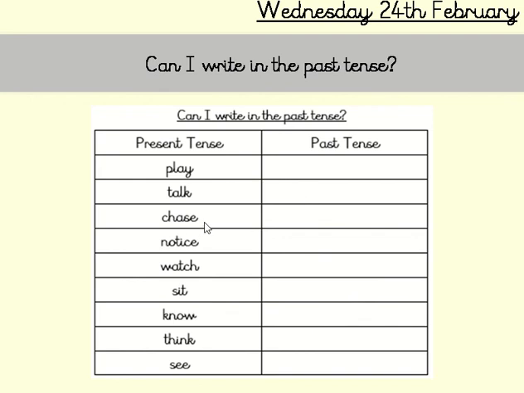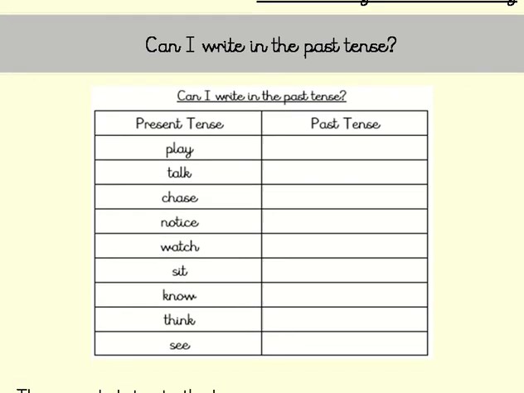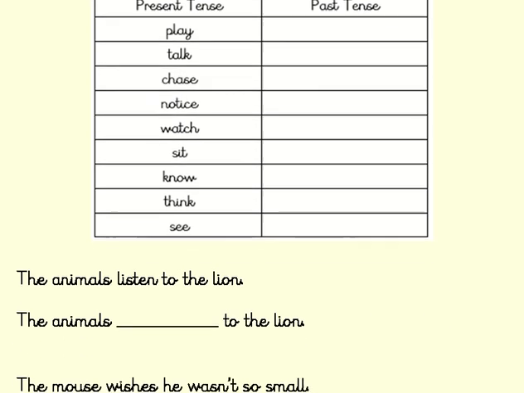Now notice here with chase, it's already got an E on the end. So what do we think we're going to do? Are we going to add E and D? No, that's right. We're just going to add a D. We've got noticed, watch. What about this one here? Sit. How do we make that sound like it's happened in the past? I sitted on a chair? No, that's not right, is it? What would sound right there? What would be the past tense version? And there's a few other ones there to see that don't follow the rule.